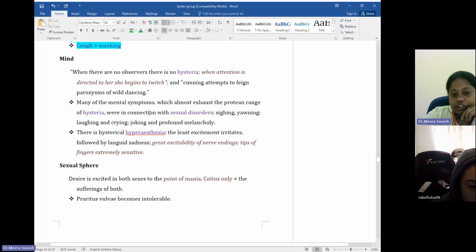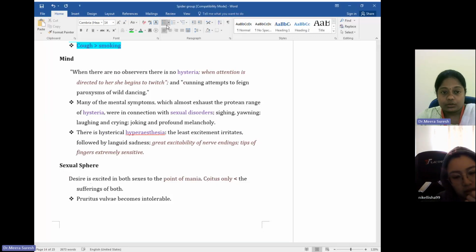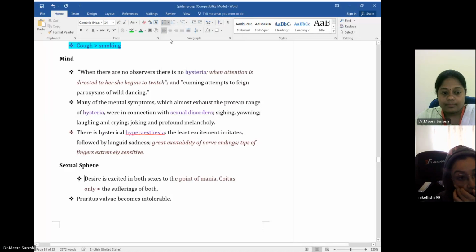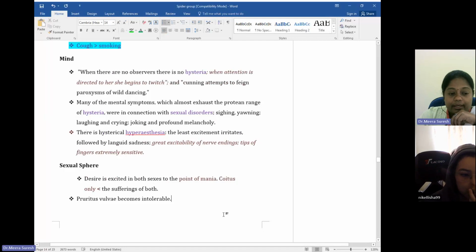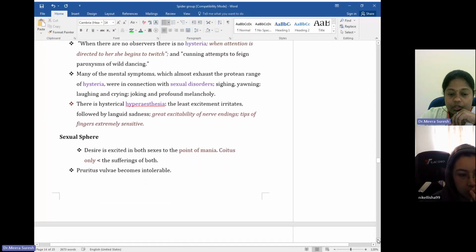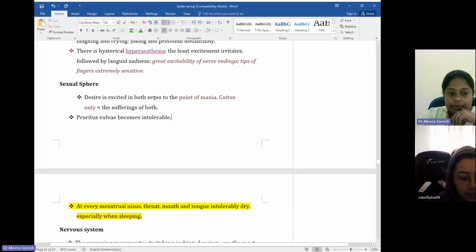Okay. So sexual sphere, because we have connected it to the sexual disorders, that suppression to hysteria. You see that the desire is increased in both sexes to the point of mania. But coitus only aggravates the sufferings in both. Then pruritus vulvae, it becomes intolerable, but it's not that important. Important will be this one, desire that is increased.